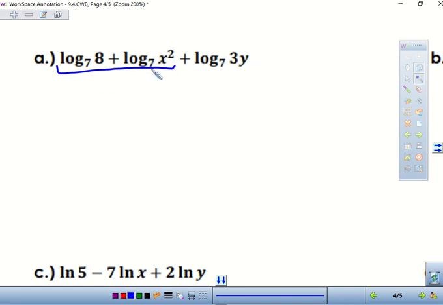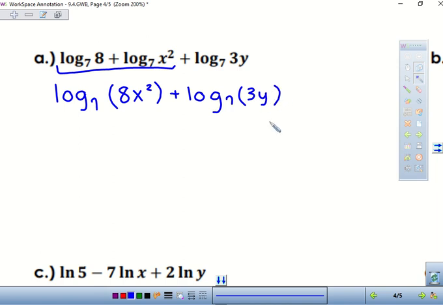So between these two, what operation is occurring right now? Good, and they're both in their own individual log. So if I want to bring them into one log, I can change it to multiplication. So it's going to be log base 7 of 8x squared, and then I just bring down the next one. Because one step at a time, we're just going to do it step by step.